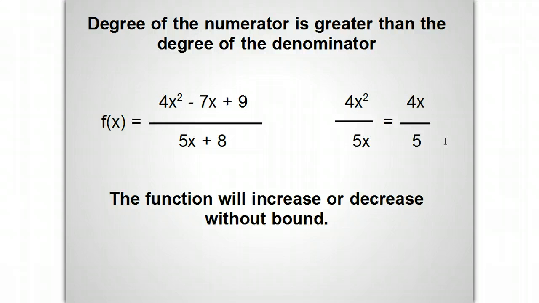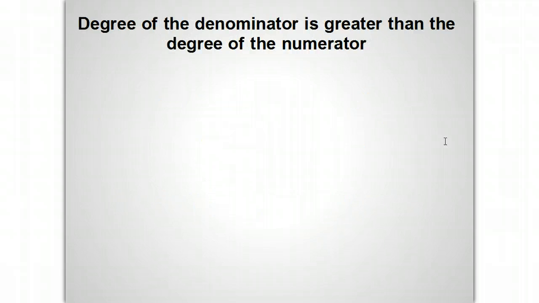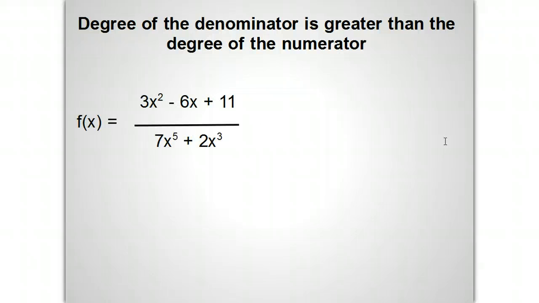So the function will increase or decrease without bound. If the degree of the denominator is greater than the degree of the numerator, here's an example of that. Notice the degree of the denominator is 5, degree of the numerator is 2. So again, we're talking end behavior.